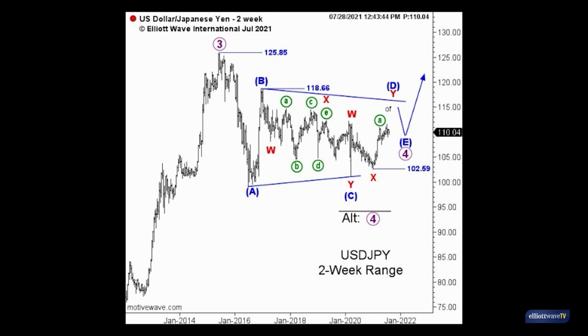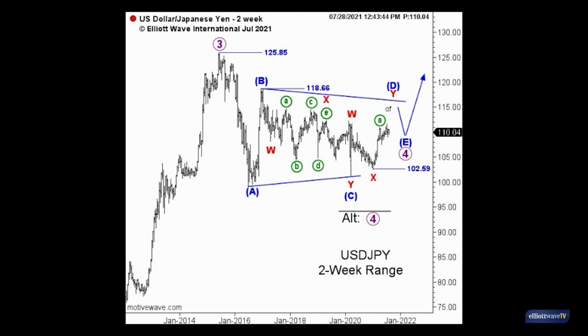It's unfolding in kind of a complicated manner, but that's not important, because by looking at this big picture, this is a 2-week chart we're looking at, it gives us a roadmap of where dollar yen's likely to go. We need to finish wave D, or better stated, dollar yen needs to finish wave D, which means there should be a push higher, but not above the end of wave B at 118.66.